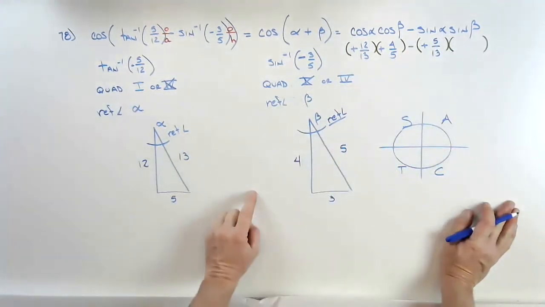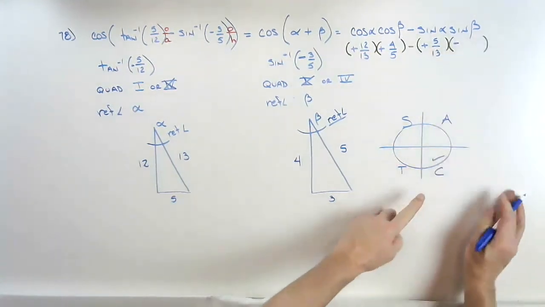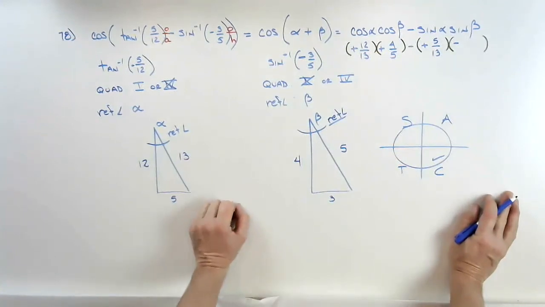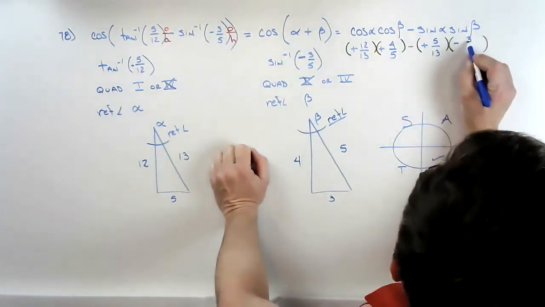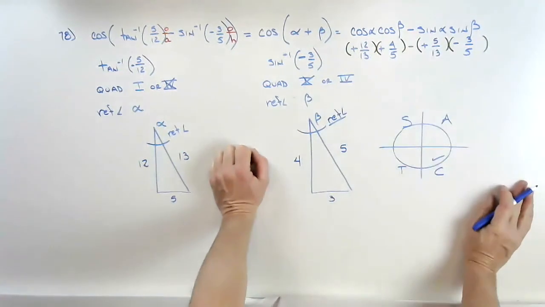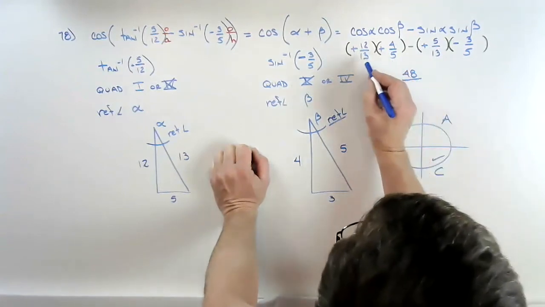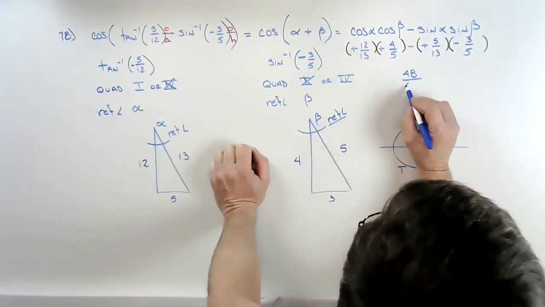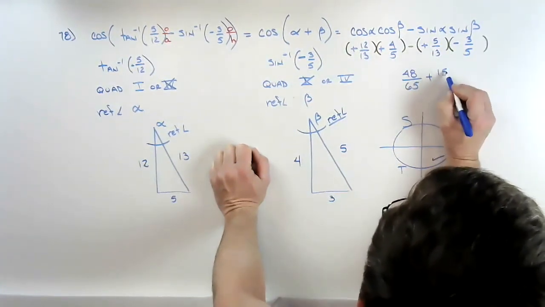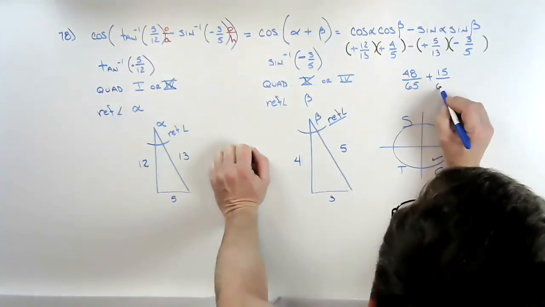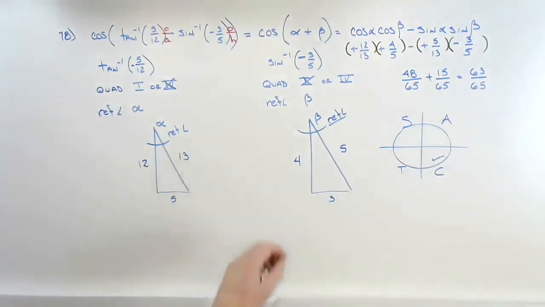Now I need sine of beta. Beta's in quadrant 4. That's going to be a negative. Sine's negative in quadrant 4. The sine of beta is opposite over hypotenuse. That's going to be 3 over 5. And now I do my arithmetic and I can finish my problem. 4 times 12 is 48. 5 times 13 is 65. I have a minus, a plus, and a minus, so I get a plus, and this turns out to be 15. 5 times 13 is still 65, so I get 63 divided by 65.